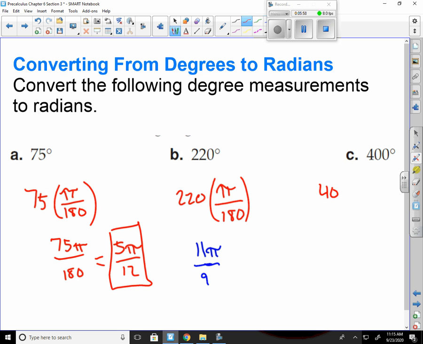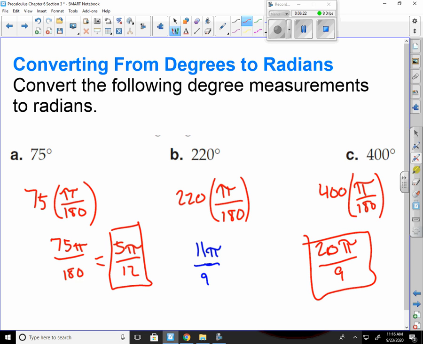400 times pi over 180. You end up reducing 400 over 180, and you get 20 over 9. Put the pi back in. 20 pi over 9. Done. So pretty easy to convert back and forth between radians and degrees. It's pretty simple measurements.